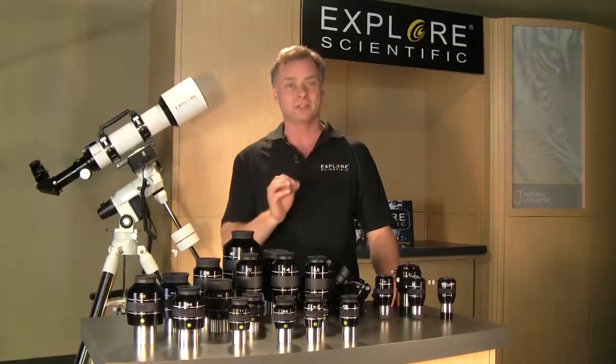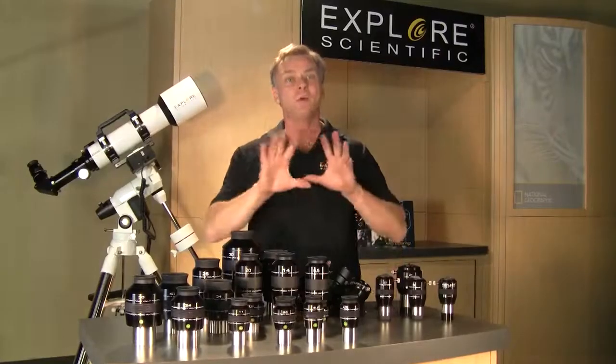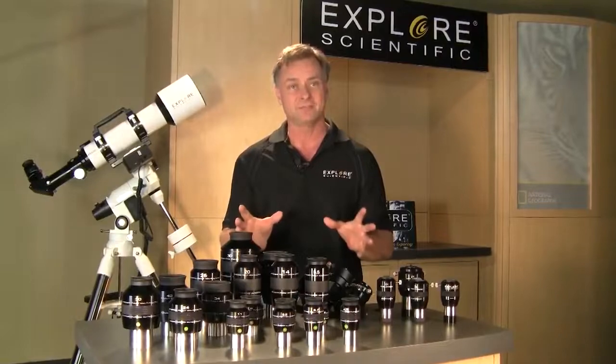Then in this other image, we've got M42 with a telescope of the same focal length, 714 millimeters, and the same focal length of eyepiece of 20 millimeters. So we're getting the same magnification of 35.7 power. But with a 100 degree apparent field of view, we're getting 2.8 degrees true field of view. You actually see more area around the object, but at the same magnification.